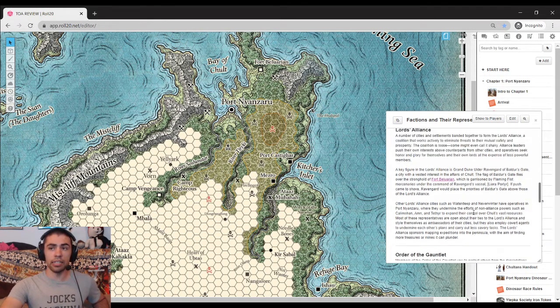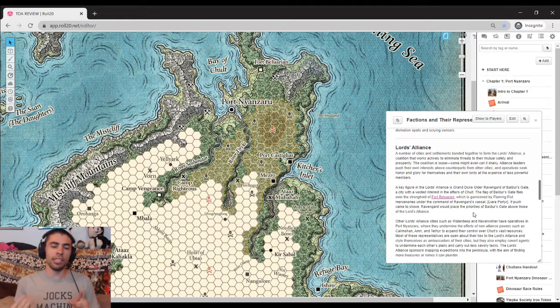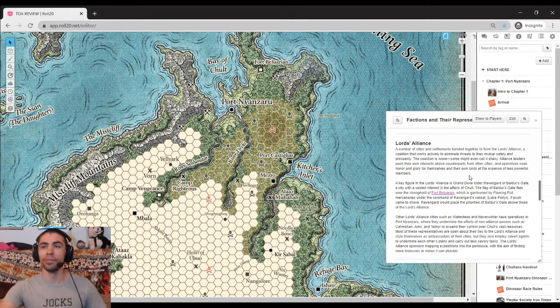The Lord's Alliance has a minor role, but it actually has a pretty awesome quest in Port Nyanzaru. If your players map out two simple locations, Nangalore and Oralonga, for the Lord's Alliance, they will be provided a ship. Really, really awesome reward for theoretically not too much work.